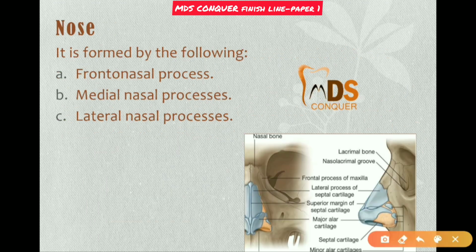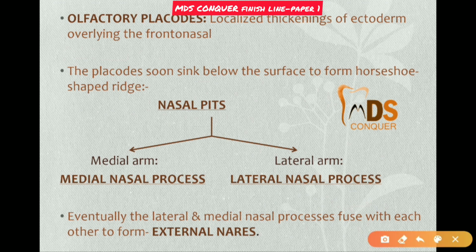Then the nose. The nose is formed by three processes: the frontonasal process, the medial nasal process, and the lateral nasal process. And there are olfactory placodes. Remember, in these slides only the very important points which you have to mention in the examination are given. So this is sufficient if they ask for the development of the face. The olfactory placodes are localized thickenings of the ectoderm overlying the frontonasal process.